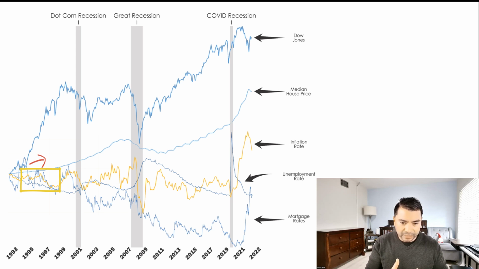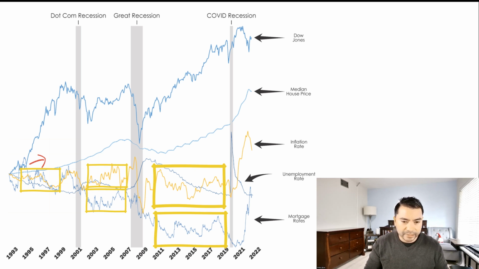Same thing with 2003 and 2007. A relatively normal fluctuation of the interest rate and the inflation rate. We have a healthy increase of the median house price. Same thing between 2011 and 2019.